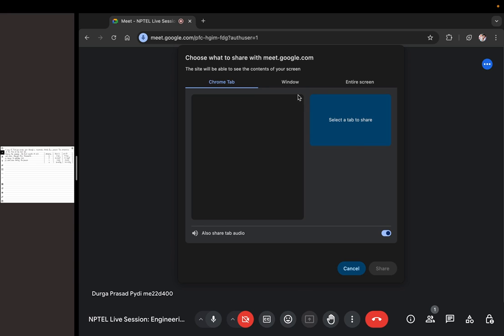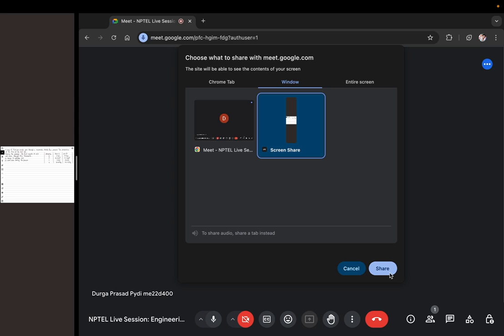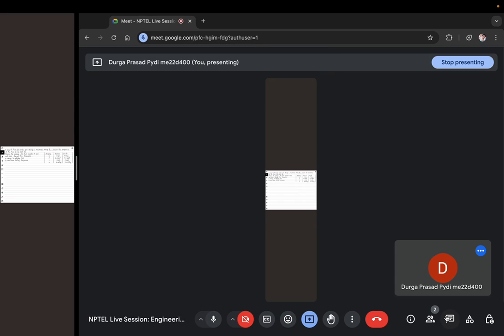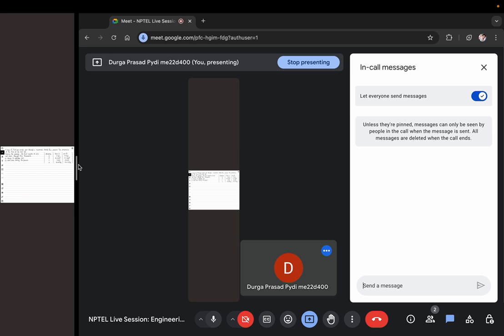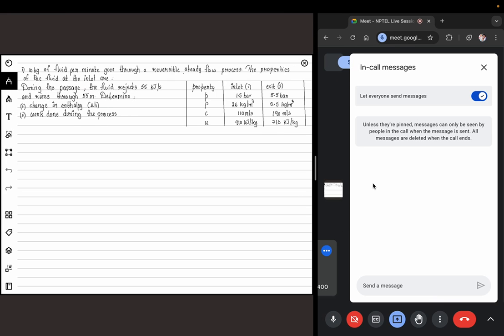Just share my screen. My screen is visible. We'll wait for a couple of minutes and then we'll get started with the problem. In the meantime, you can go through the problem and attempt it yourself before I start discussing.